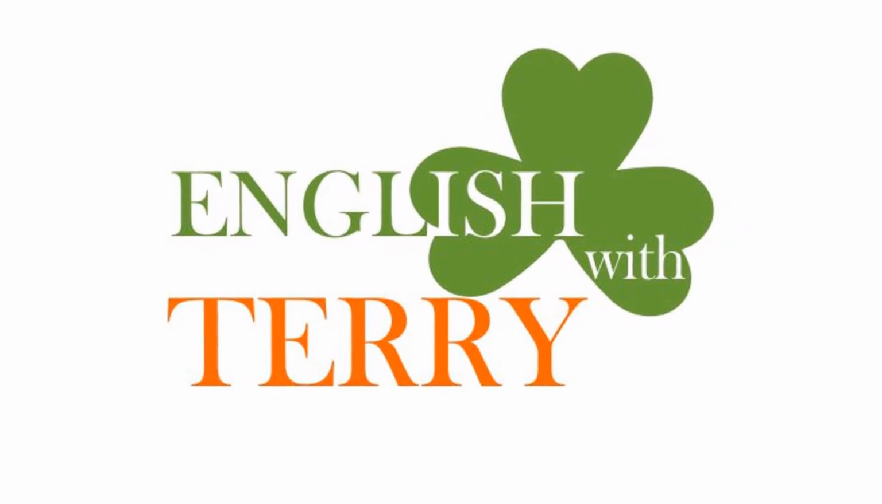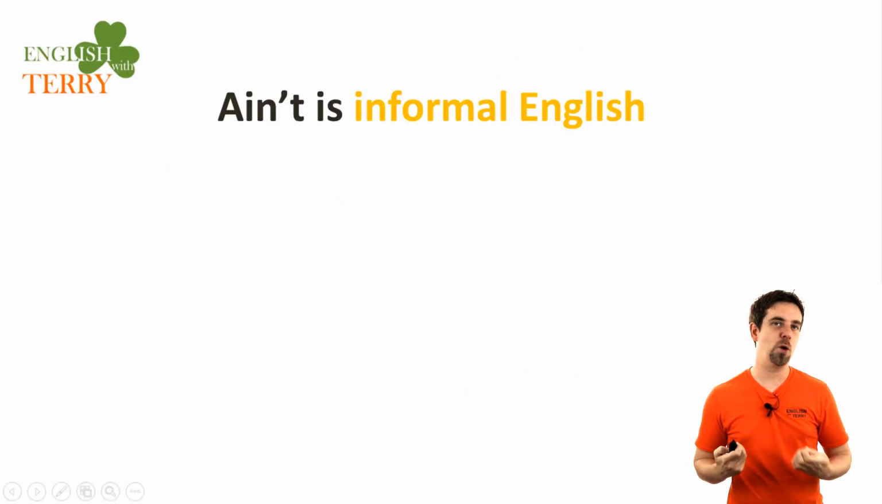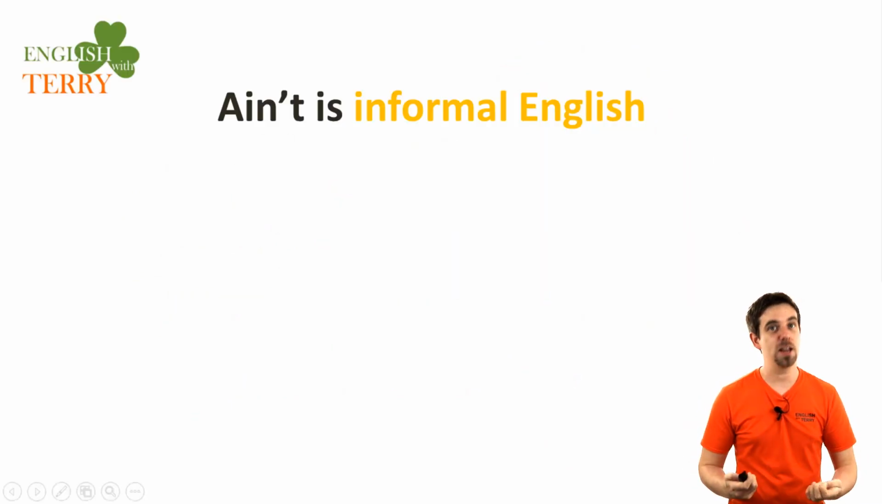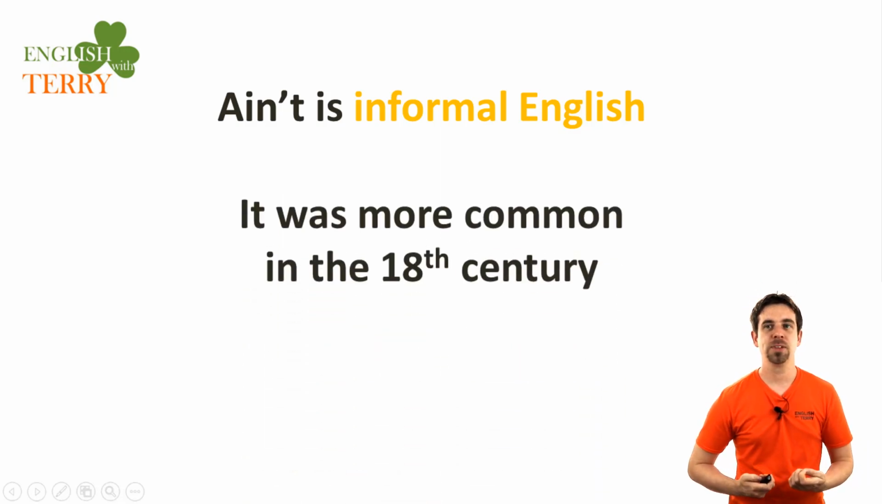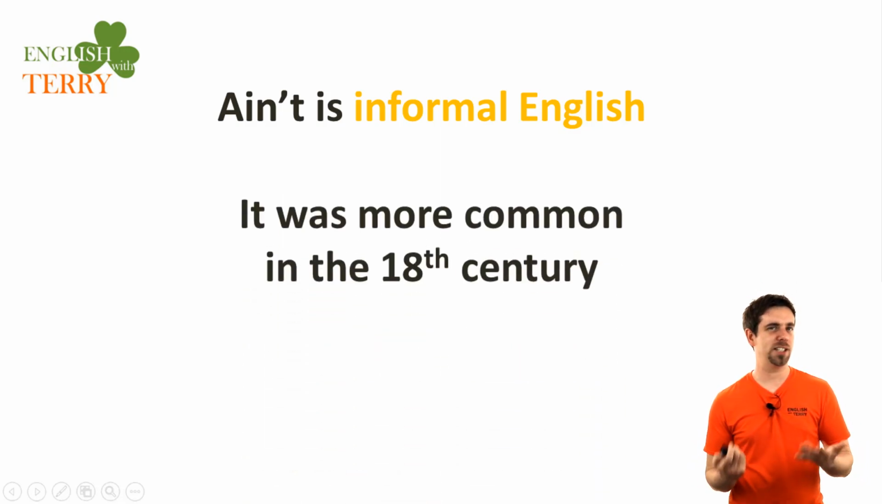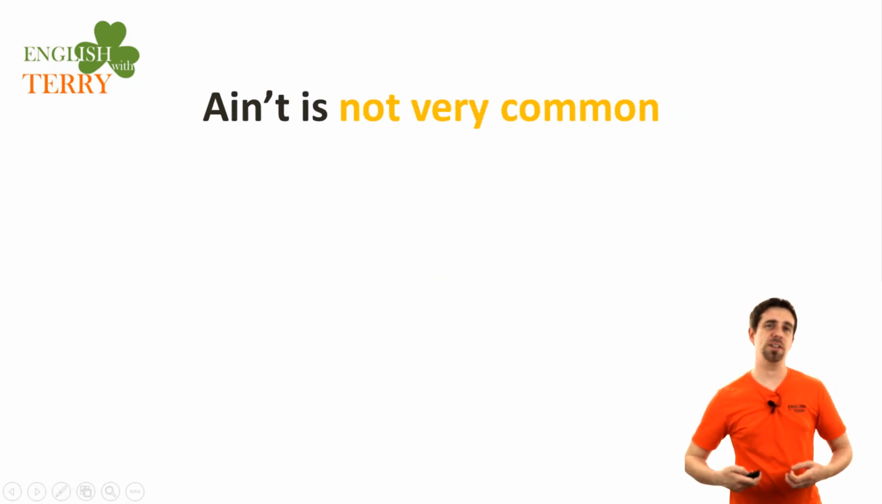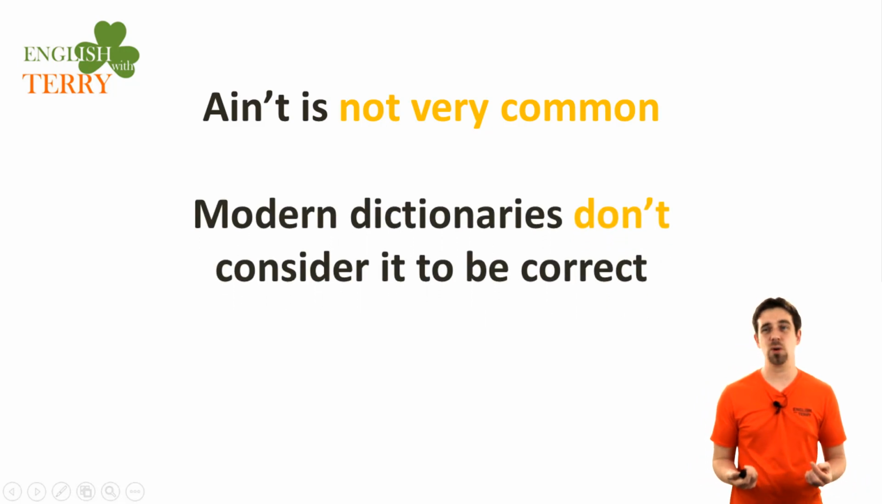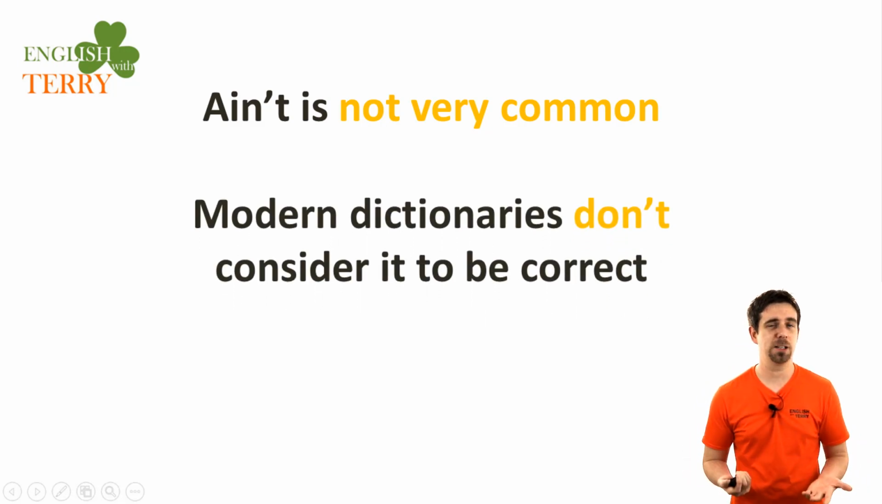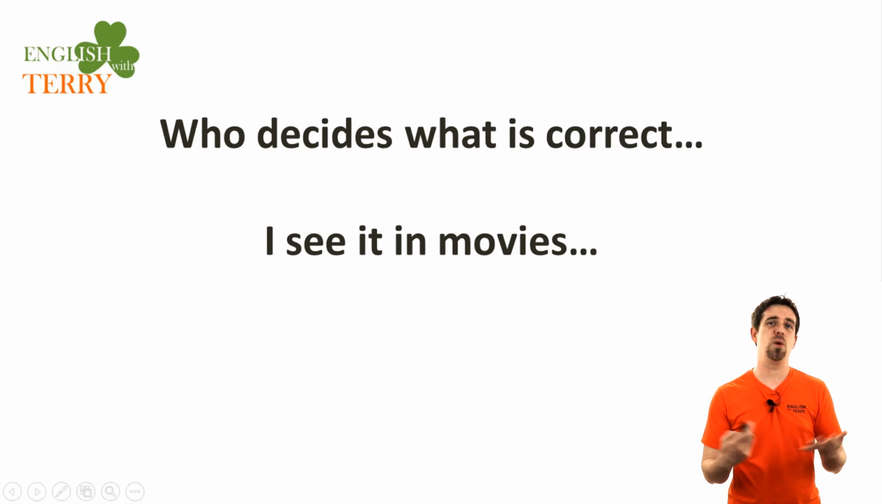Ain't is informal English. Very informal English. It was more common in the 18th century, and we can still use it, but it's not really so common today. Modern dictionaries don't consider it to be correct, but some people use it. Who decides what is correct, really? When people use it, they use it.